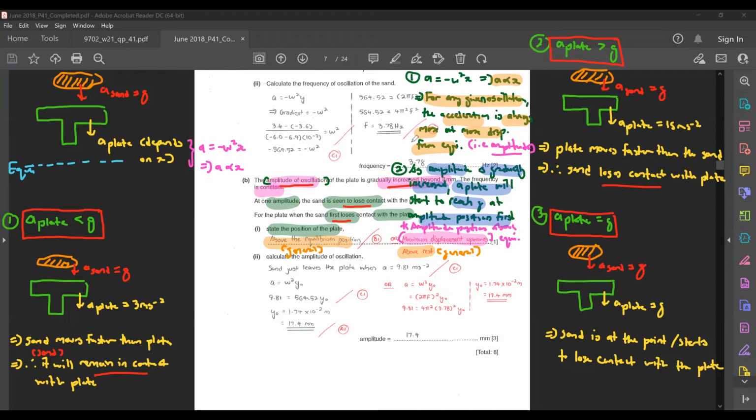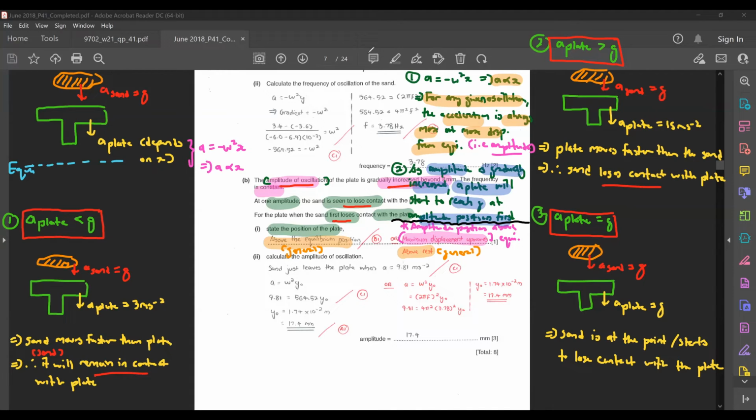Yeah. Okay. All right. So from here, we only know one thing. Your sand will start to lose contact at amplitude position. But why must it be at the amplitude position above equilibrium? Why can't it be the amplitude position below equilibrium? Okay, so this is another thing to kind of take note of.